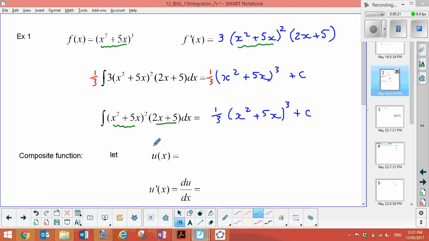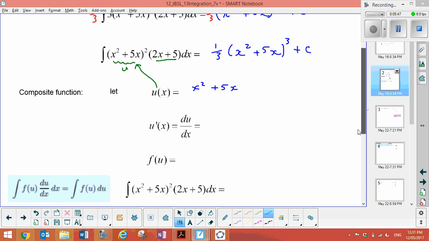So what we're going to do is call this inside part u. So this is going to be our u. What's the function inside another function? And it works if it's linear or whatever. This could be a sine or a cos or an exponential, whatever it is. If we have some internal function, x squared plus 5x in this case, then we can differentiate that.